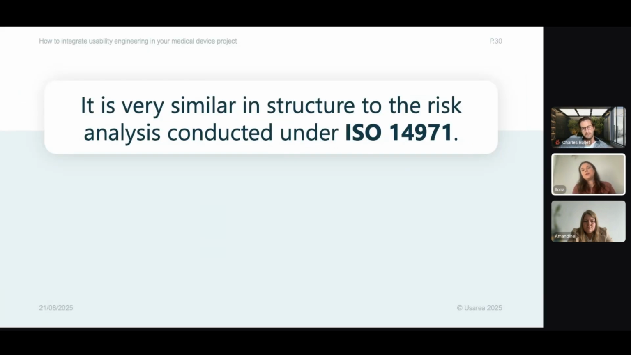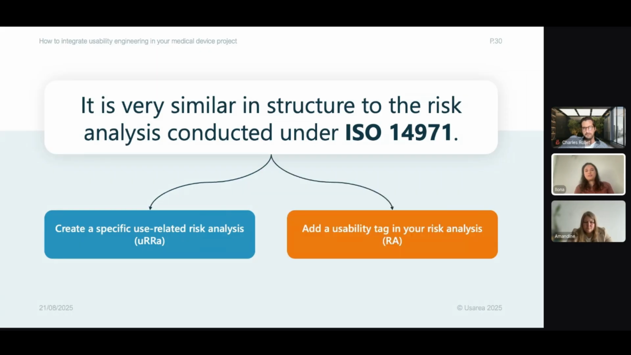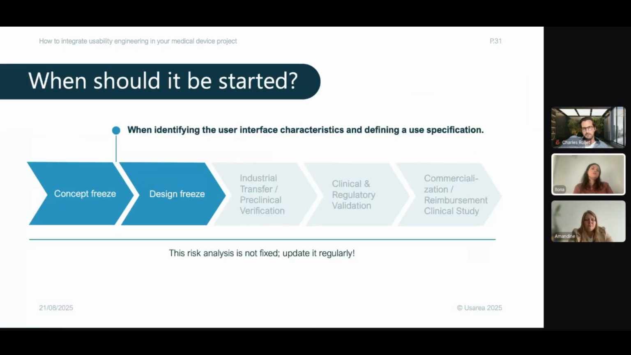So globally, it's very similar in structure to the risk analysis conducted under the 14971. So you can either create a specific use-related risk analysis, or you can also add a usability tag in your global risk analysis. So when should it be started? When identifying the user interface characteristics and defining the use specification. And the risk analysis is always updated. So you really have to update it regularly. It's really never fixed.